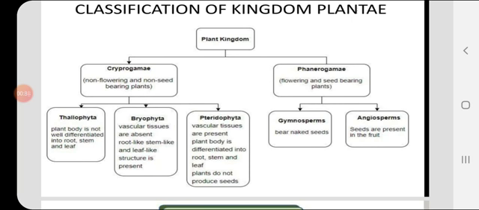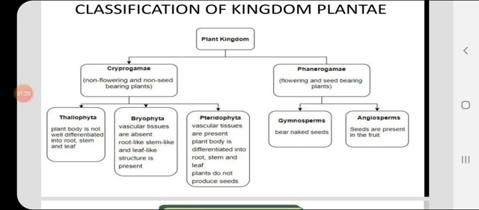In our last 2 lectures, we have studied about the characters of the division Thallophyta and classification of division Thallophyta. And next we have studied about the characters of the division Bryophytes and the classification of Bryophyta. Today we are going to study about the division Pteridophyta, characteristics of the division Pteridophyta and classification of Pteridophyta.